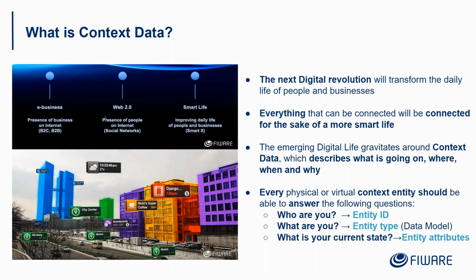Three questions must be answered by a context entity when it is requested. It must answer who it is, what it is, which is related to what data model it holds, and what is the current state it has, which is usually described as entity attributes and some metadata.